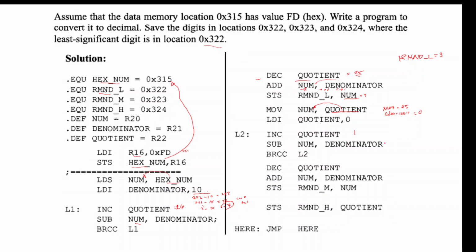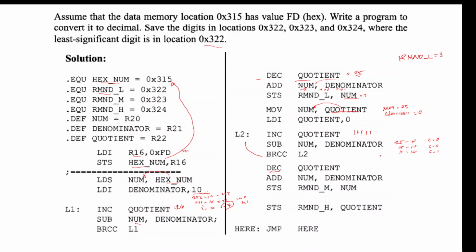Then, subtract the denominator from num. Our new num is 25, right? Minus 10. Then, carry is equal to 0. And then, BRCC loop 2. It goes back to loop 2 if our carry is equal to 0. So it goes back here, and our quotient increases. So 1 plus 1 is equal to 2. And then, subtract again. Our new num is 15 minus 10. Carry is equal to 0. It branches again if C is equal to 0. So plus 1 again. And then, our new num is 5, 5 minus 10. Our carry is equal to 1, because it is negative. So we break the loop if carry is equal to 1.